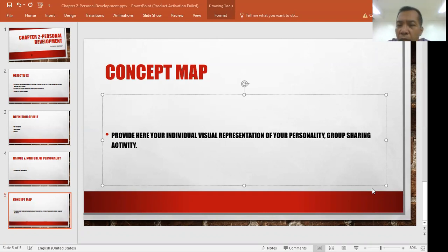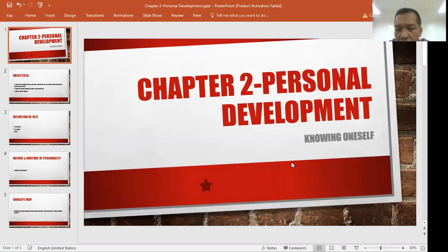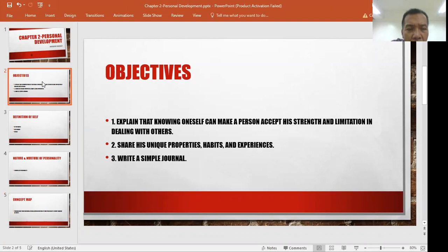Hello, grade 11, senior high school. This is the second chapter for personal development entitled Knowing Oneself. We have here the three objectives. Explain that knowing oneself can make a person accept his strength and limitation in dealing with others, share his unique properties, habits, and experiences. Then at the end of this activity, you should be able to write a simple journal.